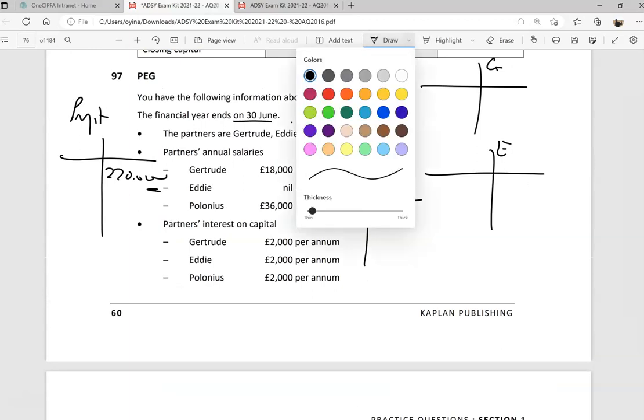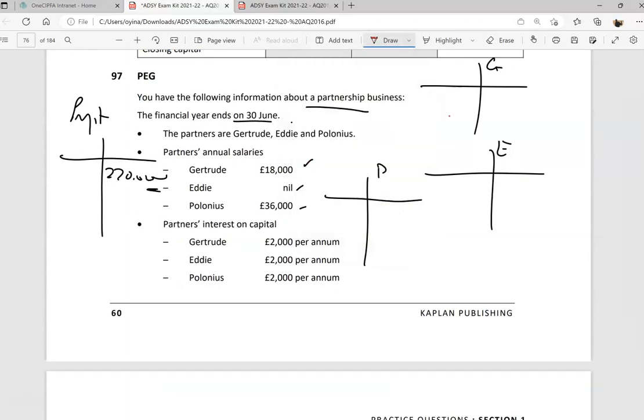So let me just change my pen color. The annual salaries are really a share of profit. So I'm going to take out 18,000 from here and give that to Gertrude. Eddie's getting nothing. That's fine. And I'm also going to take out 36,000 and give that to Polonius. Remember, these are their current accounts. These are their current accounts. So I've done this now, right?